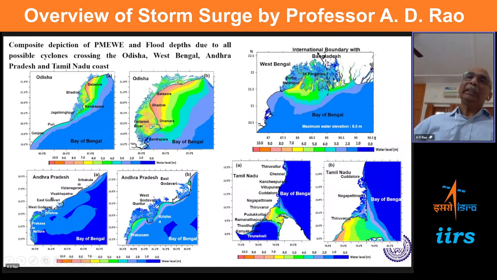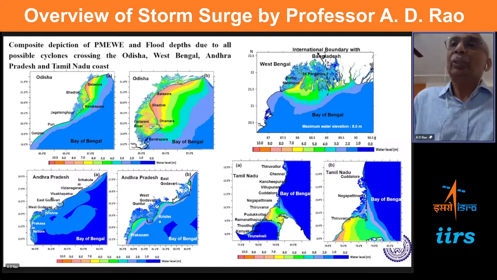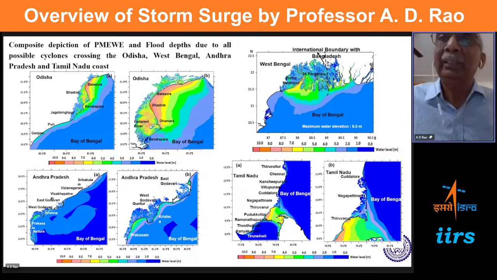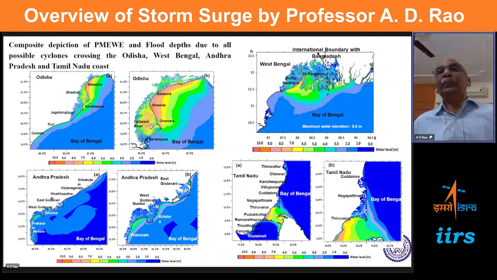So I have shown which are the pockets where you get more storm surge and where you get more inundation. This gives the extent of inundation, and also what the water level is in that extent. Is it 2 meter water inundation or 3 meter? That is very important for the evacuation of the local population. This information is done at each district level for the East Coast.